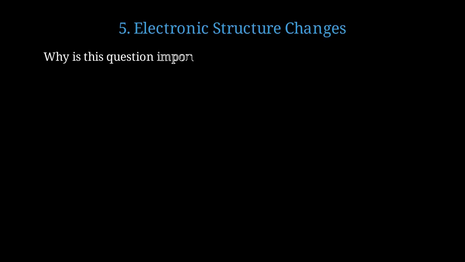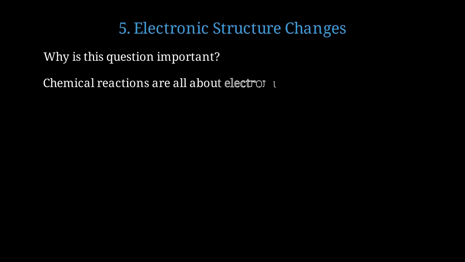You might wonder, why does electronic structure matter for chemical reactions? Chemical reactions fundamentally involve electron transfer or sharing between atoms. The availability and energy of electrons determines reactivity.